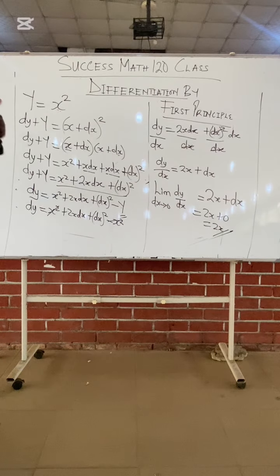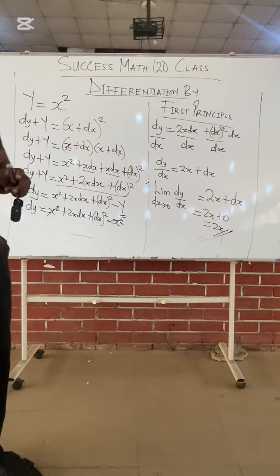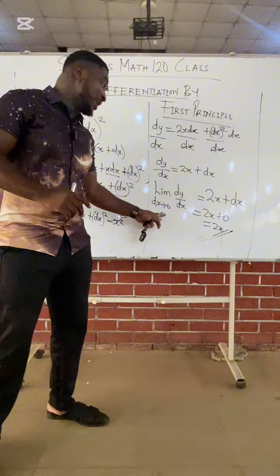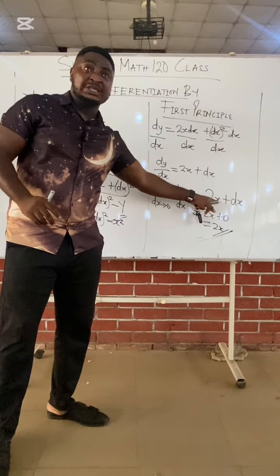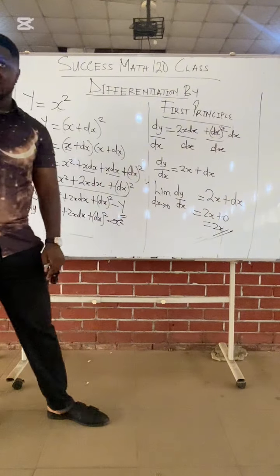Class, dx tends to 0 means replace dx with 0. Did it say replace x with 0? There is a difference between x and dx. It is dx that tends to 0. So don't touch and don't do anything to this x. It is dx you replace with 0.